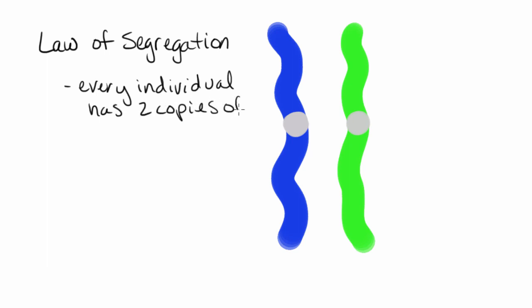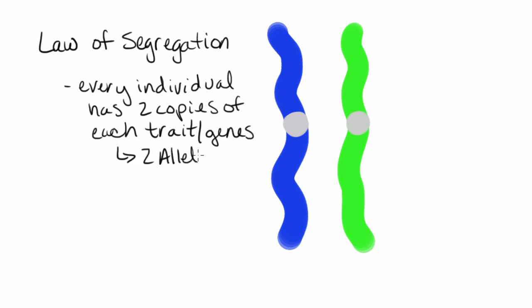One of the laws of inheritance that Gregor Mendel established was the law of segregation. What this law stated was that he believed that every individual had two copies of each trait, and we now know that these two copies, or copies of a gene, are what we call alleles. Okay, so everybody gets two alleles.